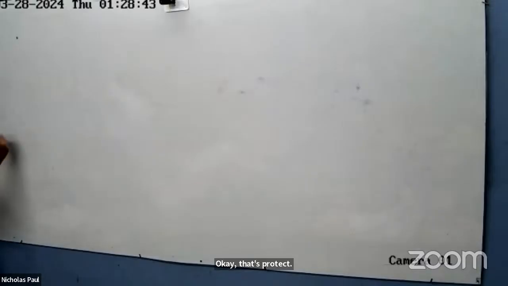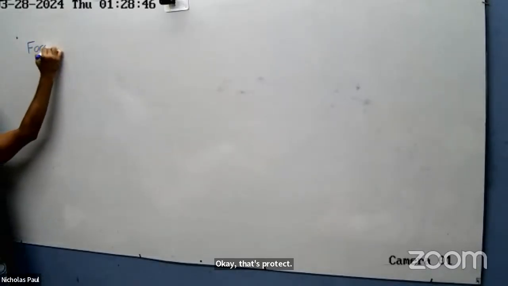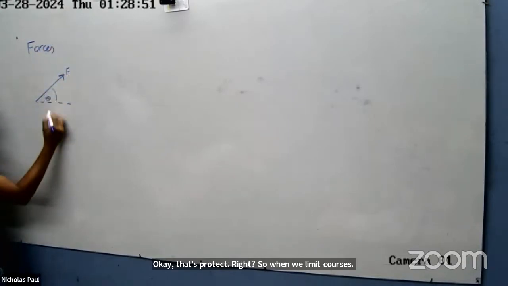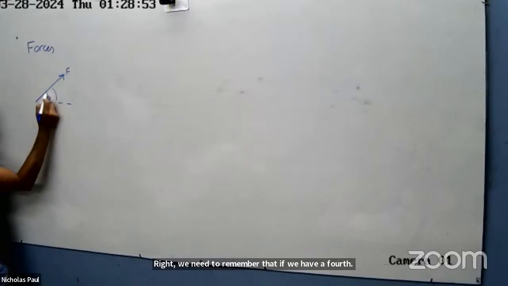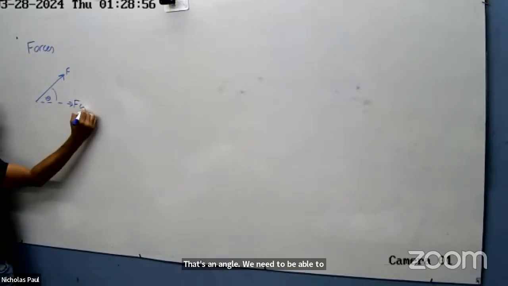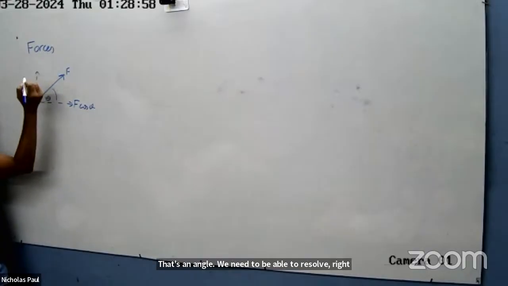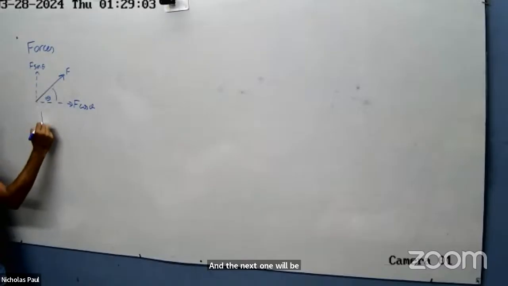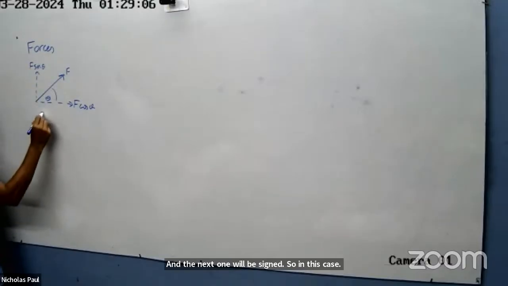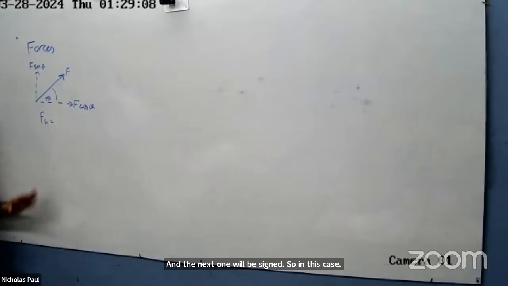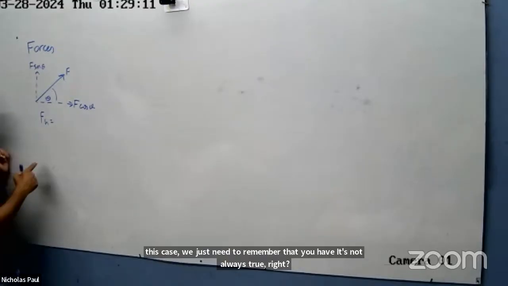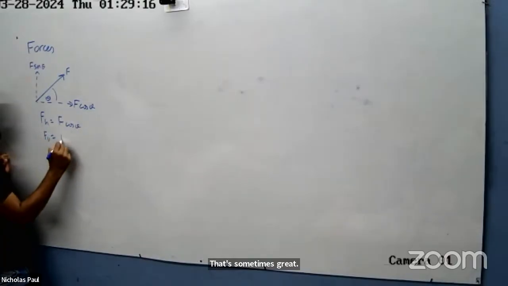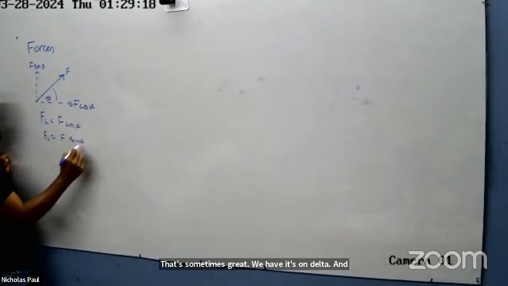So when dealing with forces, we need to remember that if we have a force at an angle, we need to be able to resolve it. Adjacent is always cos, and the next one will be sine. The horizontal is not always cos, it is only sometimes. The horizontal component is F cos theta, and the vertical component is F sine theta.